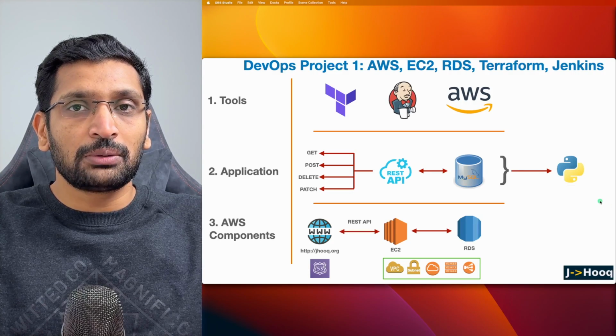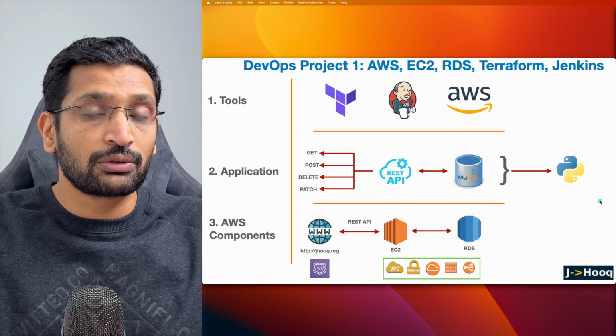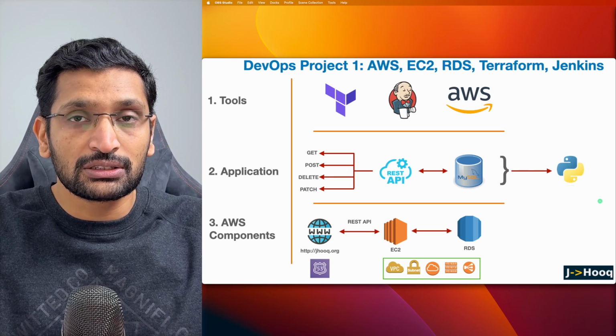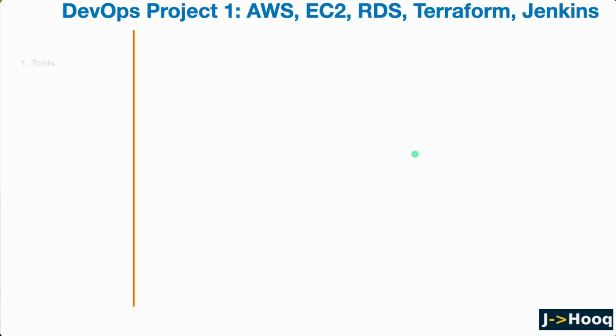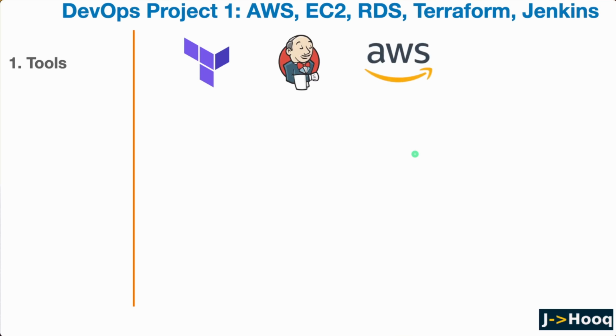In this session of our DevOps series, we will be building a DevOps project from scratch using Terraform and Jenkins on AWS Cloud. Let's break down this whole project into three categories. The first category is the tools. We will start by using Terraform. Second, we'll also use Jenkins for building our CI/CD pipeline, and AWS is going to be our preferred cloud option.